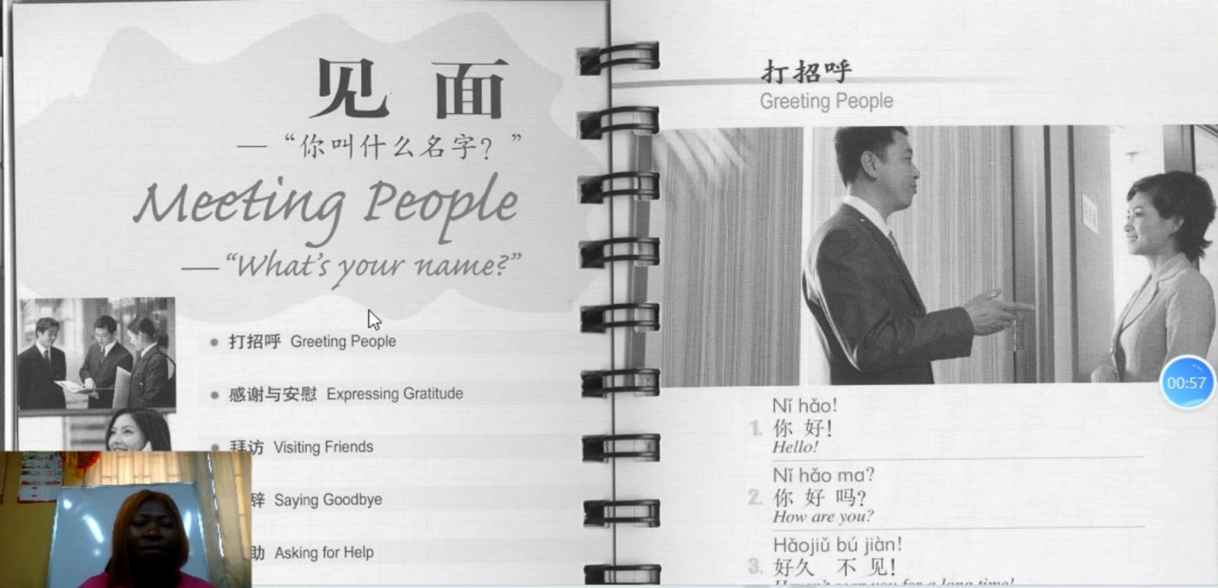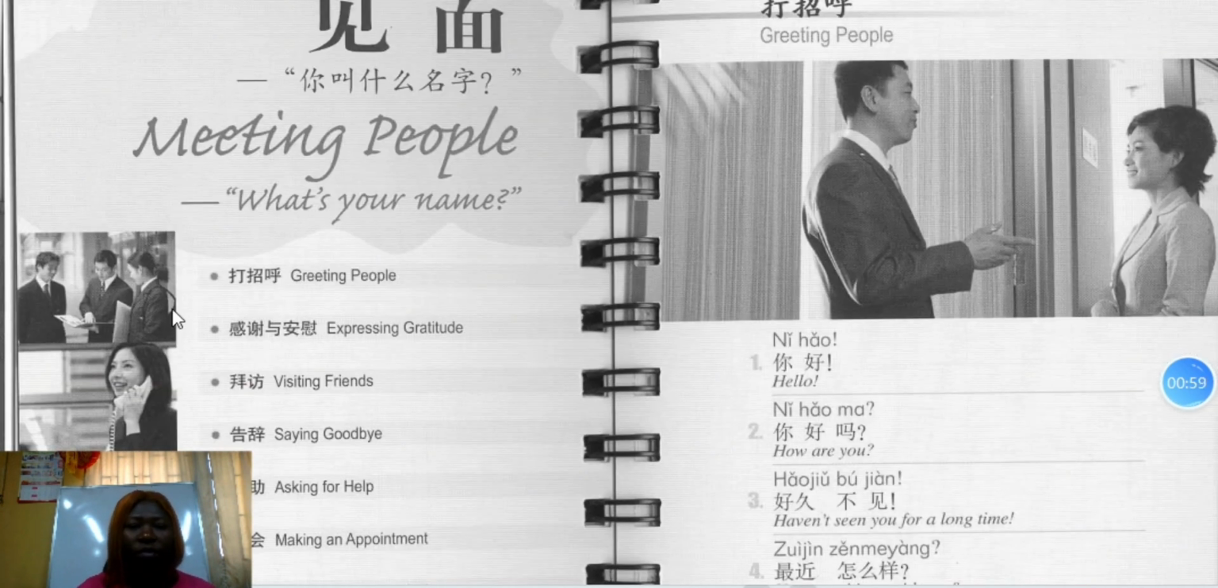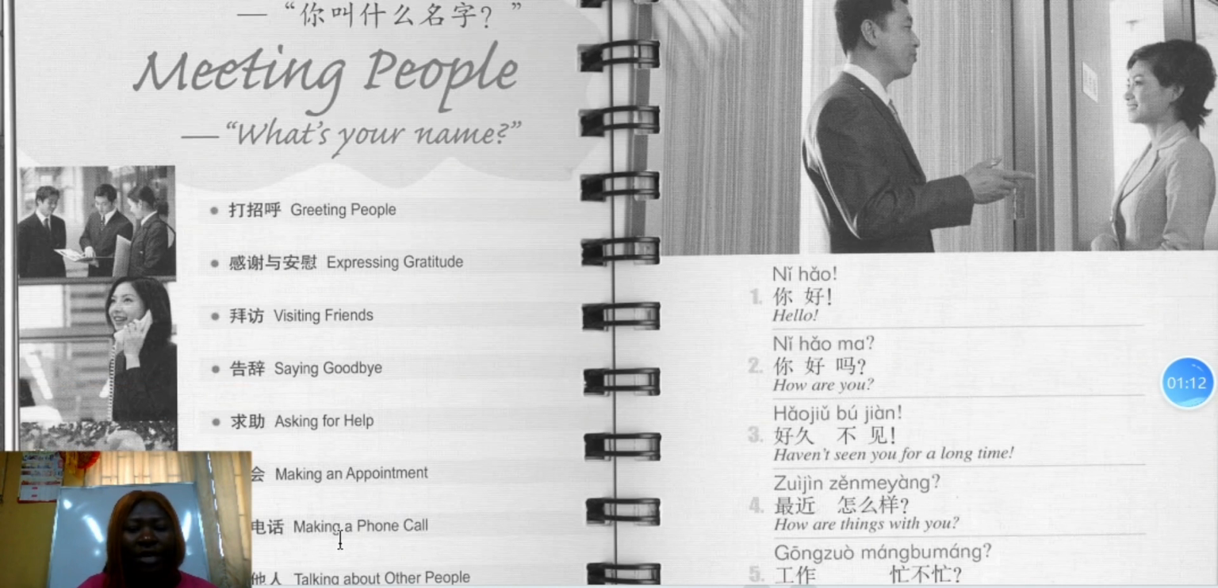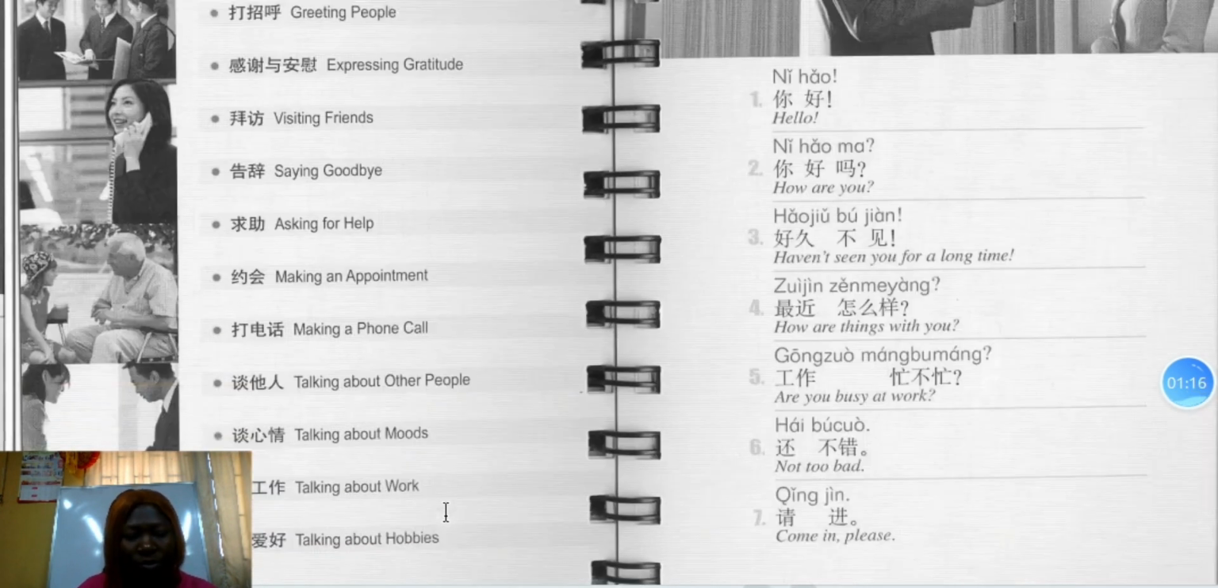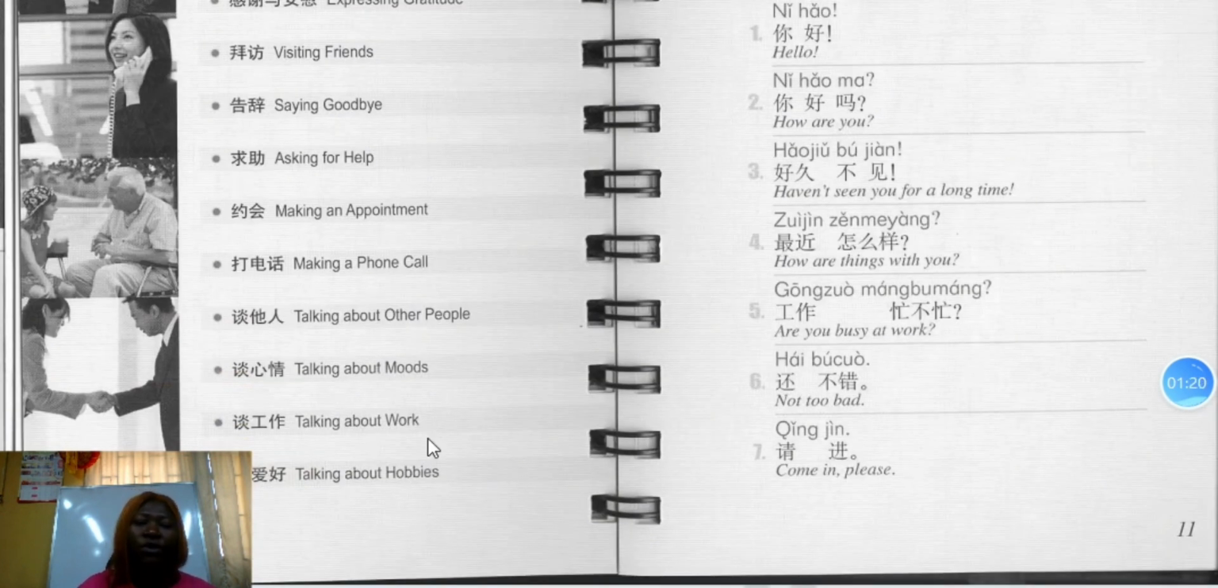First of all, some of the topics we'll be meeting: the first one is greeting people, which is da zhao hu. We'll be learning how to greet people, different ways of greeting people in Chinese, expressing gratitude, visiting friends, saying goodbye, asking for help, making appointments, making a phone call, talking about other people, talking about moods, talking about work, talking about hobbies, and so on.